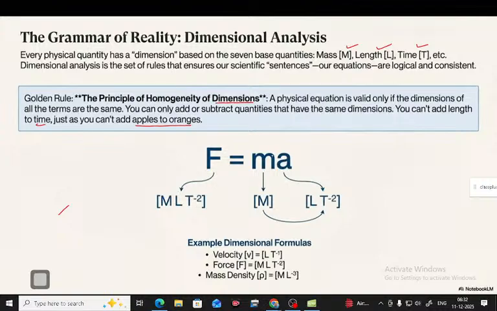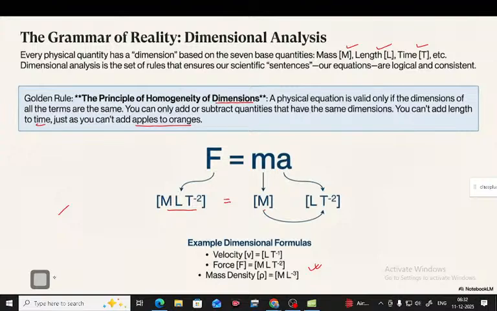So F equal to ma. For F we know the dimension is M L T to the minus 2, and for m into a is M L T to the minus 2. So the dimension of the left hand side is equal to the dimension of the right hand side. Example dimensional formula: velocity V is L T to the minus 1, force is M L T to the minus 2, density is M L to the minus 3. This way you have to find the dimension of any quantity.